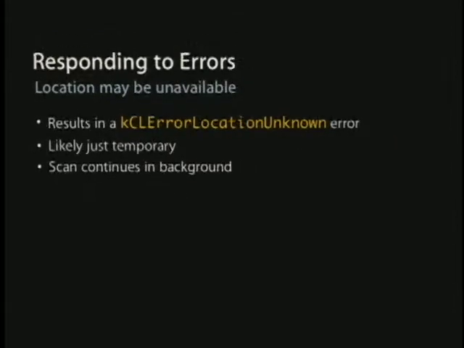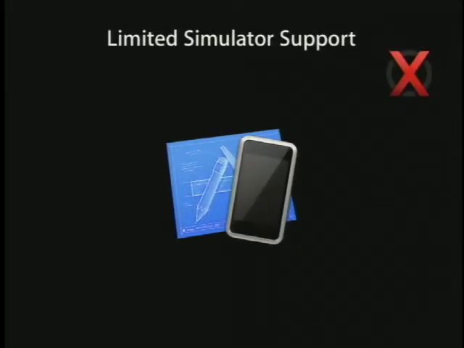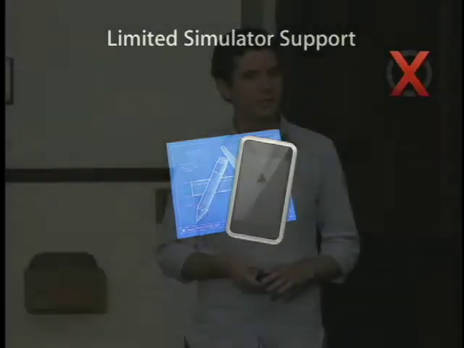Yeah, we already talked about the location being unavailable. There is really no support for this in the simulator. Core location is not something you can test on there. There's no GPS on the computer. There's Wi-Fi, but there's no cell, so it's just not going to be there. You pretty much have to test this on a real device if you want to be using core location.